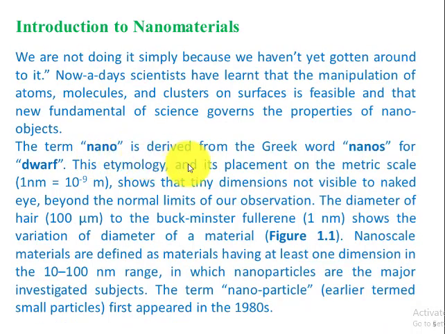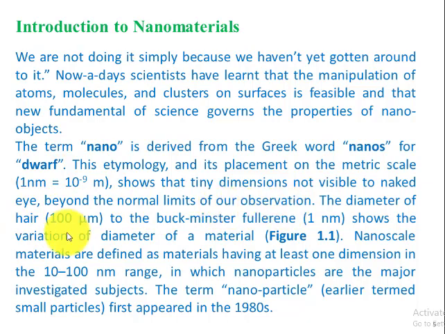The term nano is derived from the Greek word nanos, which is used for dwarf. Dwarf, in daily life, we use this word for those people who are shorter in their length. This etymology and its placement on the metric scale, 1 nanometer is equal to 10 raised to power minus 9 meter, shows that these are tiny dimensions not visible to the naked eye, beyond the normal limits of our observation.